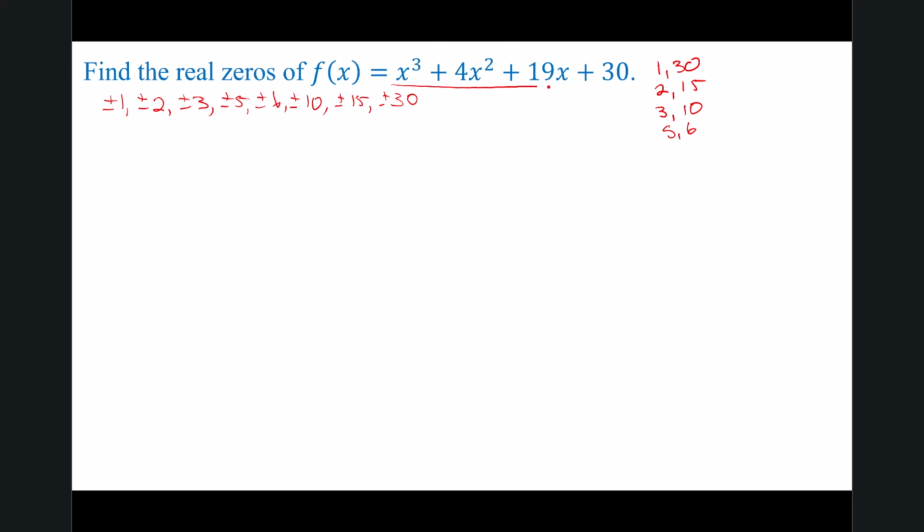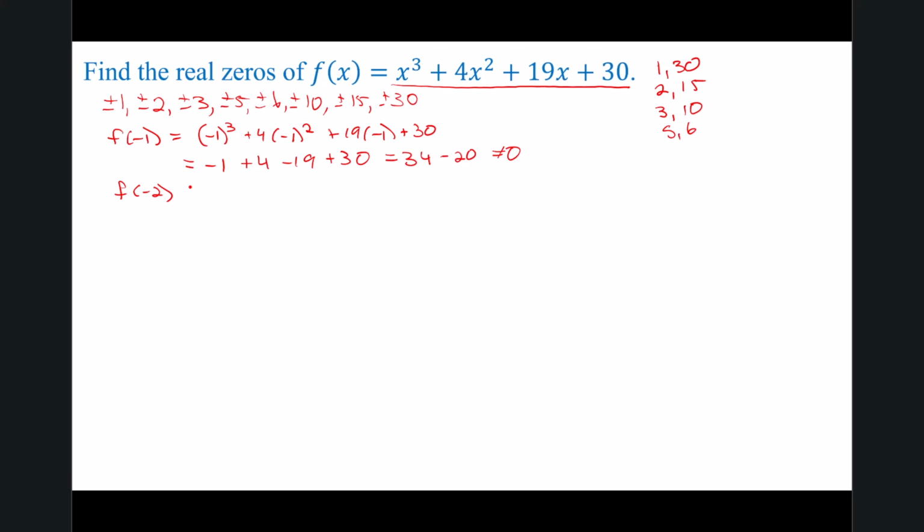If I have a bunch of positive things added together, I'm never going to get 0. So if I plug in a positive number, I'm going to get a positive number plus 3 other positive numbers. It won't be 0. So I only need to try the negatives. So let's try negative 1. So negative 1 cubed plus 4 times negative 1 squared plus 19 times negative 1 plus 30, which would be negative 1 plus 4 minus 19 plus 30. So the positives here are 34 minus 20, that's not 0. So negative 1 is not a 0.